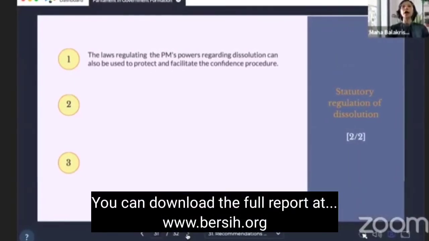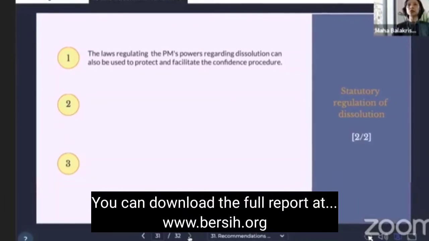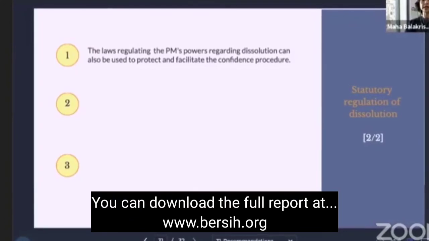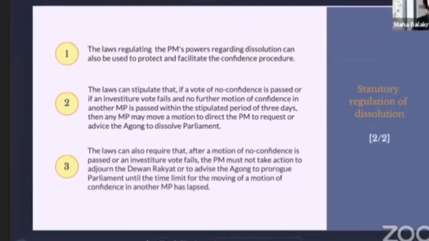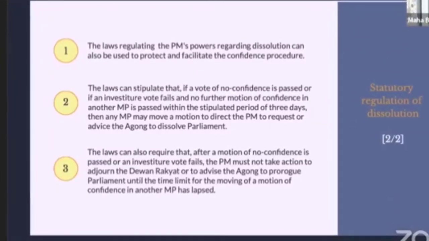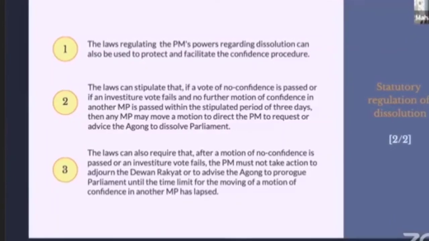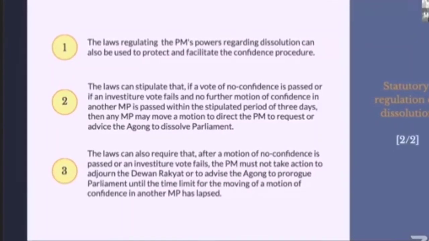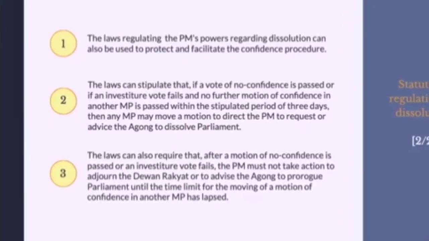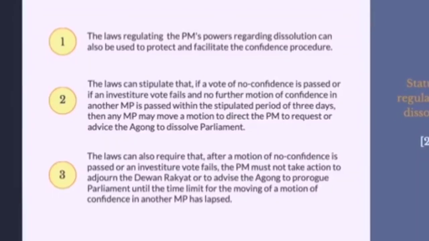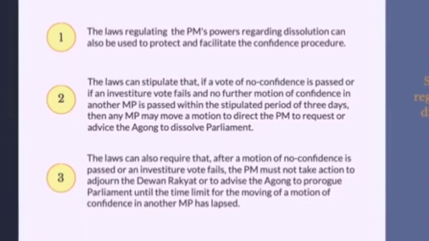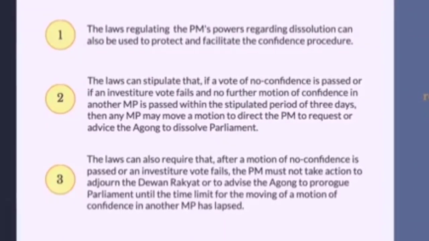Now, 3 other points. The laws regulating the PM's powers regarding dissolution can also be used to protect and facilitate the confidence procedure. I touched on those 2 aspects when we looked at the diagram. So the laws can stipulate that if a no confidence vote is passed or if an investiture vote fails and no further motion of confidence is brought by another MP within the span of 3 days, then in the flow chart that I provided, what should happen is that automatically the incumbent PM should go and seek an audience with the head of state to request a dissolution. But if the incumbent PM refuses to do so, then the Act should allow any MP to essentially force the PM's hand.